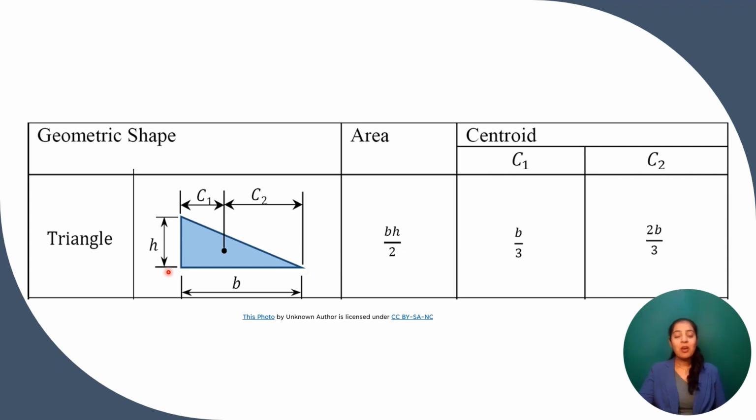For triangle of base B and height H, area is 1/2 into base into height, and C1, you will understand it like this. From the perpendicular side, C1 is equal to B by 3, and from other side or other vertex, it is 2/3 of base.